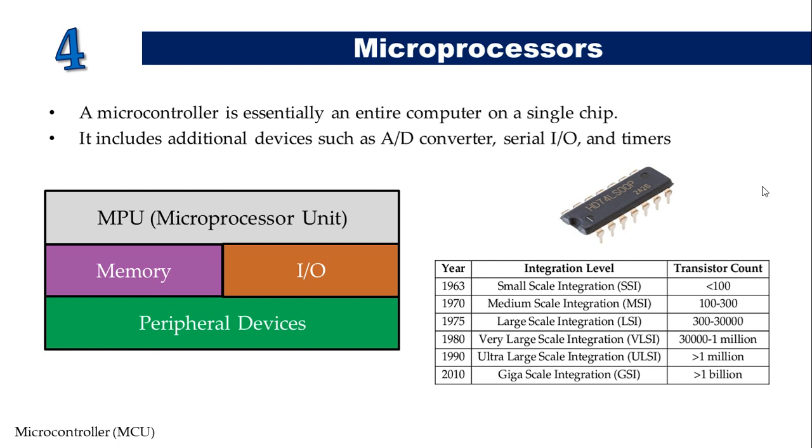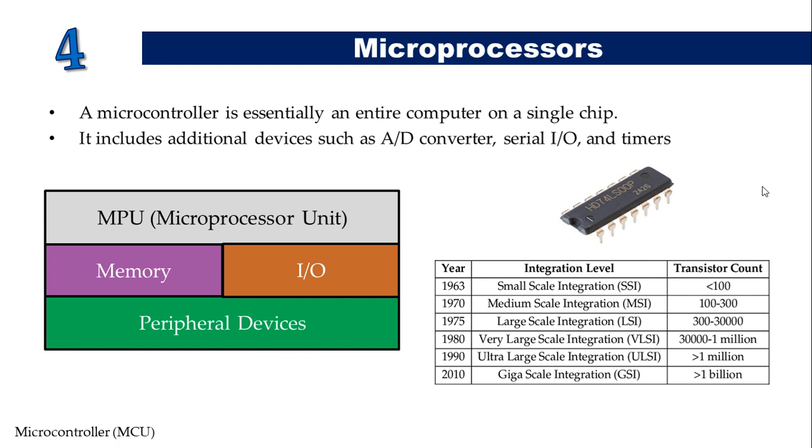So here we have the integration levels, such as SSI or small scale integration, with a transistor count in an IC of less than 100. Then we also have medium scale integration or MSI, with a transistor count range from 100 to 300. And by 1975, we had LSI, reaching 30,000 transistors in an IC. And 5 years later, in 1980, VLSI could be manufactured, that's 1 million transistors in a single chip. And by 1990, more than 1 million, which we call ultra large scale integration or ULSI. And by the year 2010, more than 1 billion transistors can be placed inside an IC chip. We call that gigascale integration.